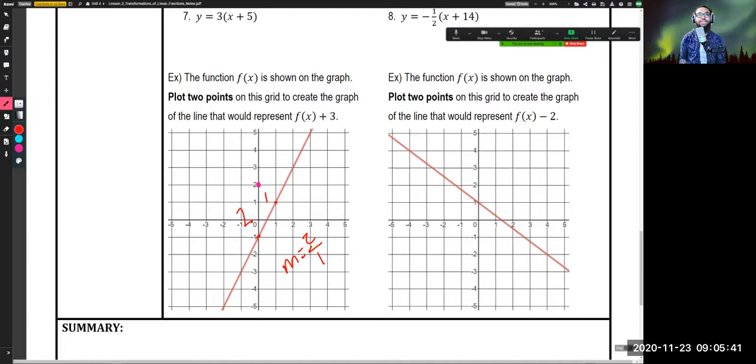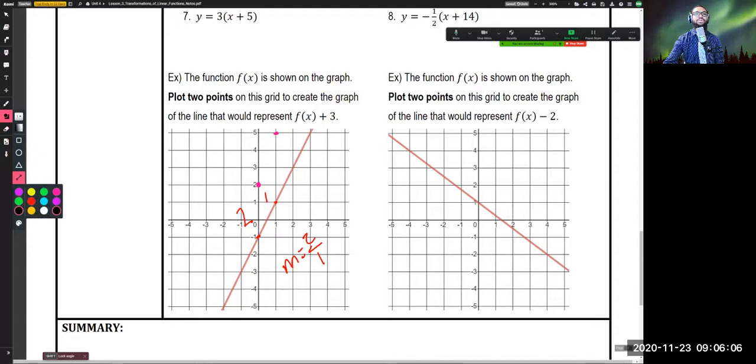And since I'm trying to just move this function up 3, I'm going to continue that same slope using this pink dot. So from this pink dot, from my transformed dot, I'm going to go up 3, 1, 2, 3, and over 1. I can keep on going, but I don't have much graph above me. And so what I'm going to do is draw a line using my line tool. And I'll make this line pink. All right, so going through that slope.